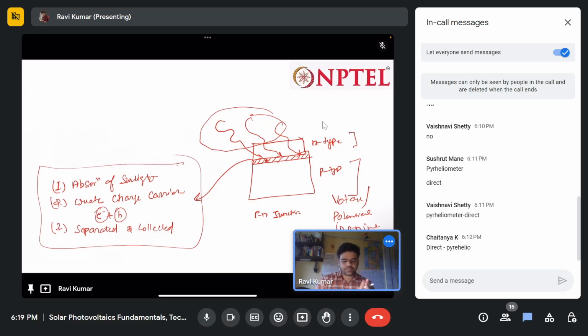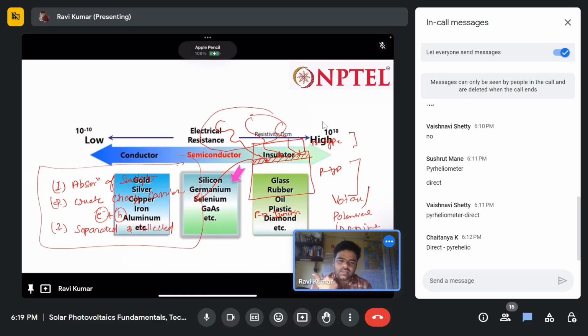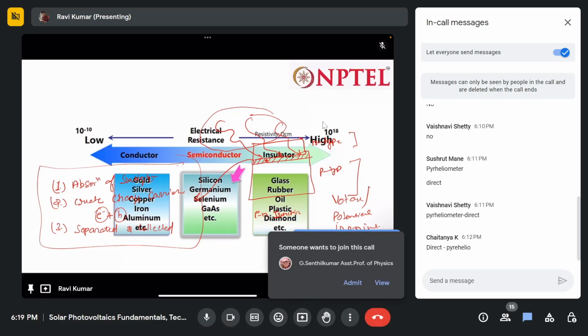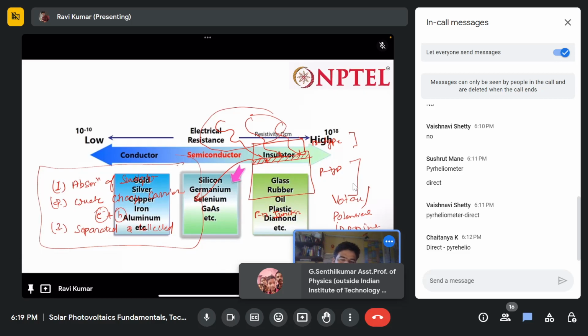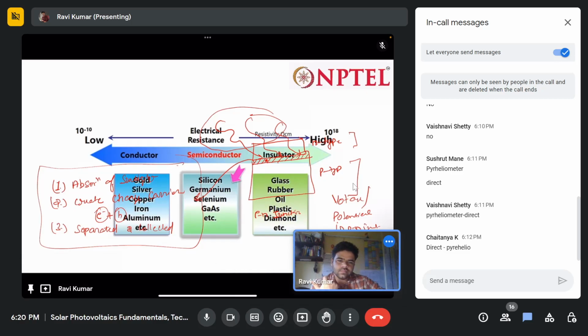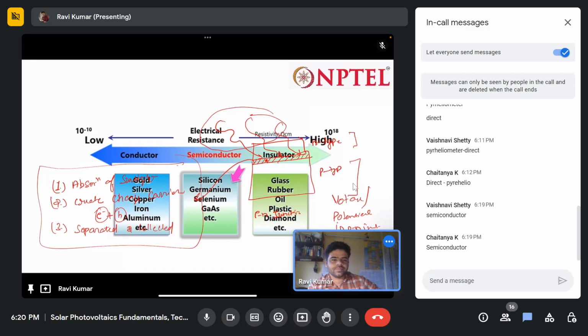So now let's come to the basic things: what are the types of material based on conductivity? It's conductor, semiconductor, and insulator. Which material is being used for the photovoltaic effect or solar cell? Write in the chat box. Do you think it is conductor, insulator, or semiconductor? Semiconductor. Yes, Vaishnavi. Chaitanya, you are also right. Semiconductor. So what is the difference between conductor, semiconductor and insulator?